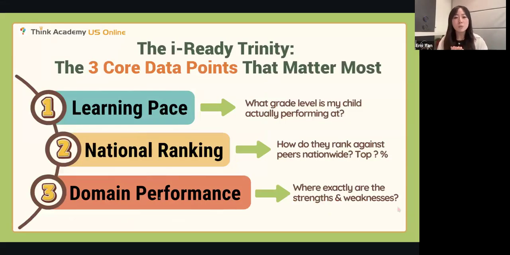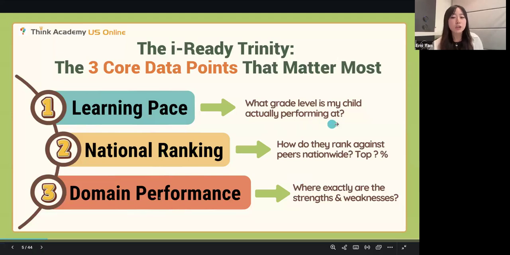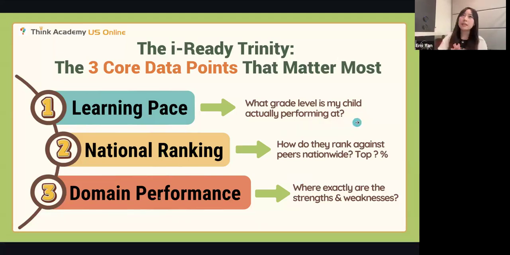All right, so let's talk about what those three data points in the iReady report are. The three data points are first, learning pace, second, national ranking, and third, domain performance. What do these three data points mean? First of all, learning pace is what grade level my kid is actually performing at. If your kid is in grade 5 and takes the grade 5 test, according to the result, it could be below grade 5 or above grade 5 level. That is their learning pace.